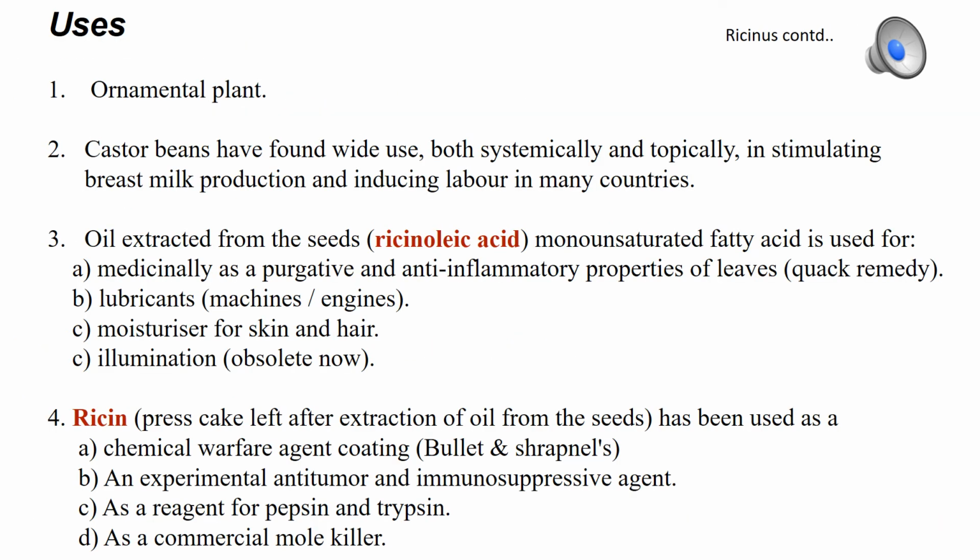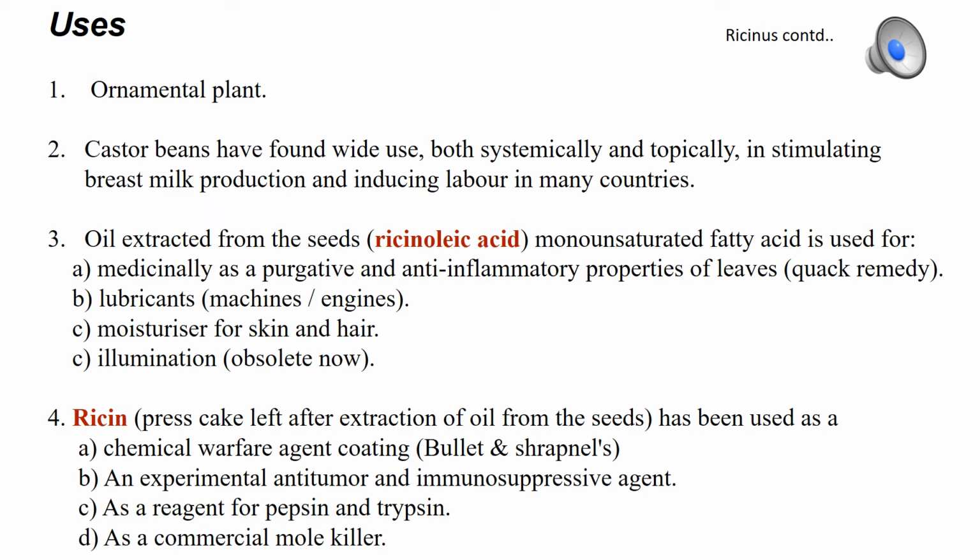So the uses: these castor plants are usually used as ornamental plants. They made garlands and necklaces with it earlier. These castor beans have been found to be widely used, both systemically and topically, in stimulating milk production and inducing labor. The oil from these seeds is usually monounsaturated fatty acids and is used as an anti-inflammatory by quacks. Also as a lubricant for machines and engines, as a moisturizer, and for illumination, as a source of light oil.